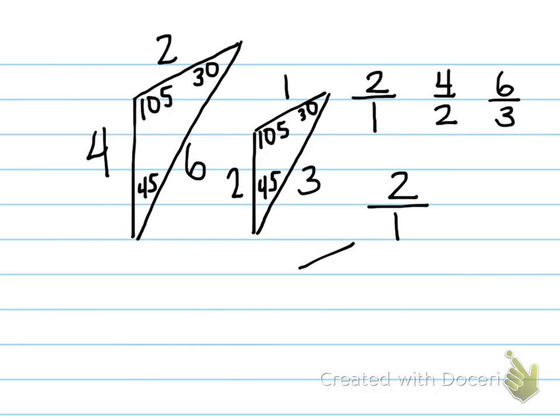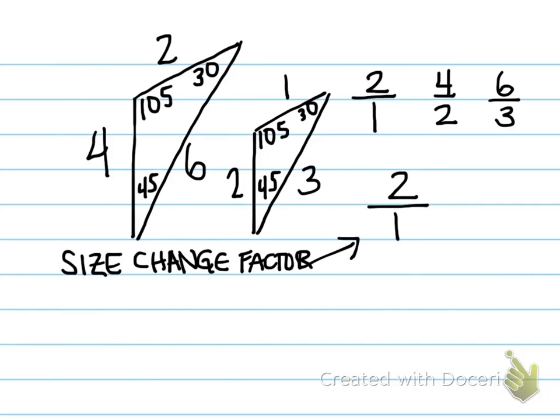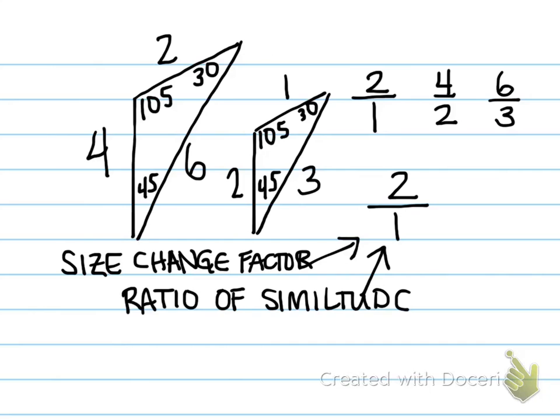Couple things about this special number. This is called the size change factor, which was from our lesson on Thursday. Also, new to this section, this is called the ratio of similitude. Okay, so that's new vocab. And in this case, the ratio of similitude that we're looking at is from the big triangle to the small triangle. Okay?